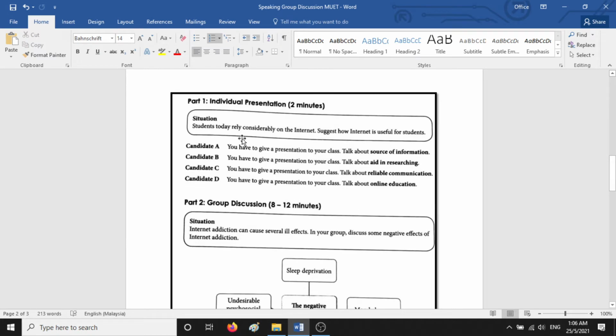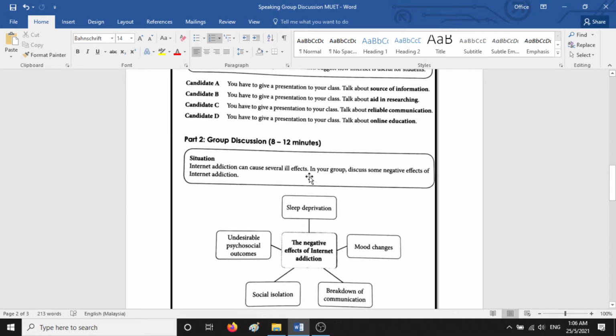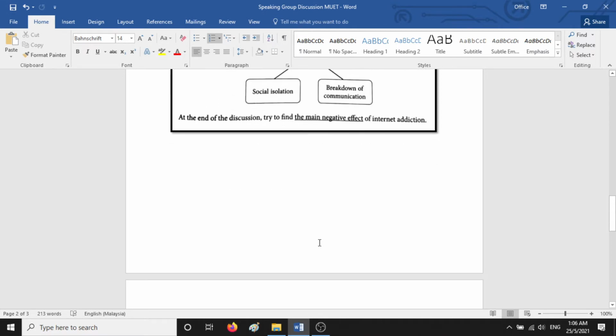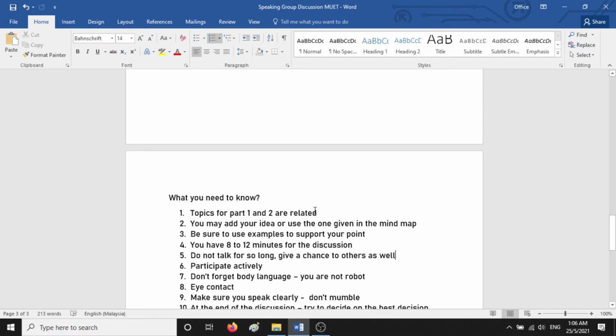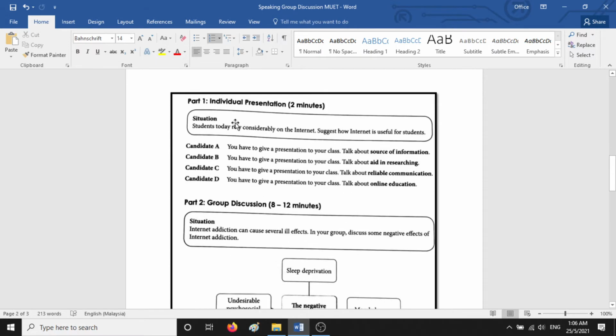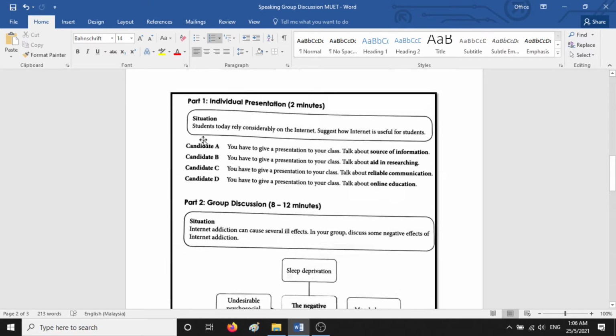First, you will start with the individual presentation for 2 minutes. Every one of you has to present it, and then you will move to the group discussion, 8 to 12 minutes. This is a group, meaning that 4 of you will be participating together. Now what you need to know: the topics for part 1 and part 2 are related. You can see over here, the first topic talks about the internet, and the second talks about internet addiction. It's still the same thing.